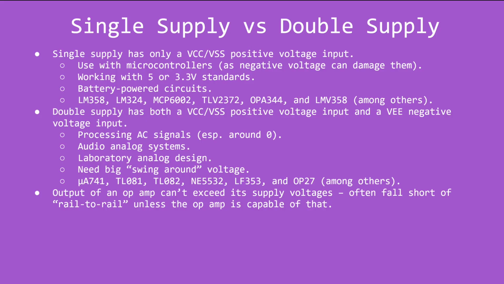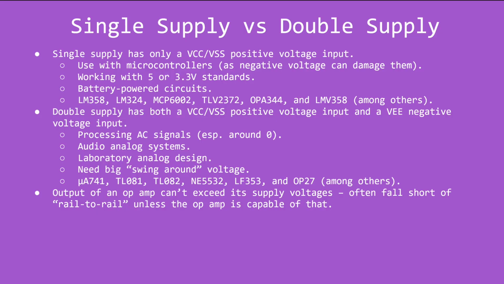And then there's double supplies, and they have both the VCC, VSS positive, and they have a VEE negative voltage input. Obviously, if you want to process AC circuits, that is what you need. Audio analog systems, laboratory analog designs, and anytime you need what they call a big swing around voltage. The UA741 and the NE5532 are both common models, and there's many others.